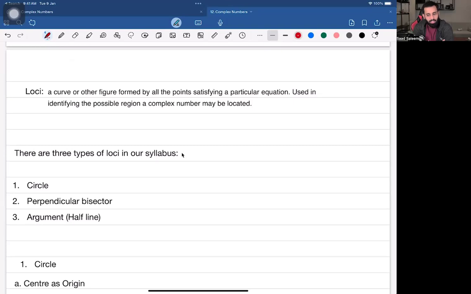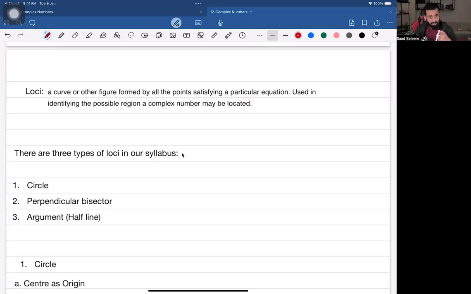Now, loci is something that was part of the O-level math syllabus. So students who have done O-levels would know exactly what loci is. IGCSE students wouldn't. So let's get an idea of what it means. As you can read in the definition, it's a curve or other figure formed, so it could be a curve, a circle, a straight line, an angle, it could be anything, formed by all the points satisfying a particular equation.